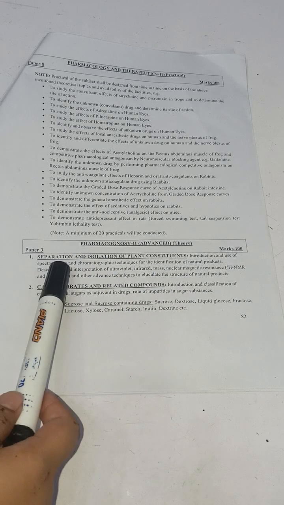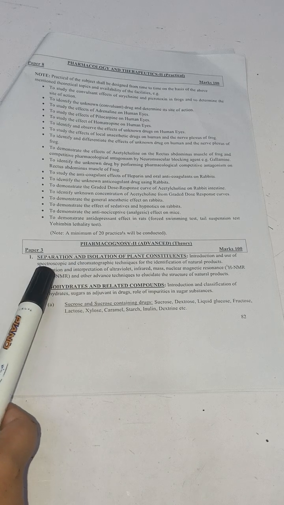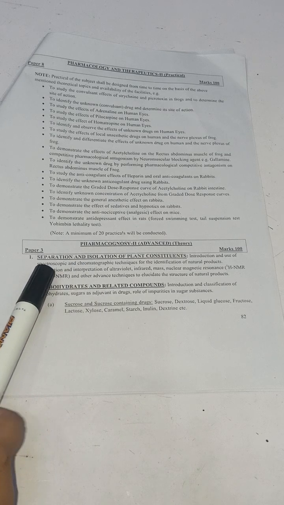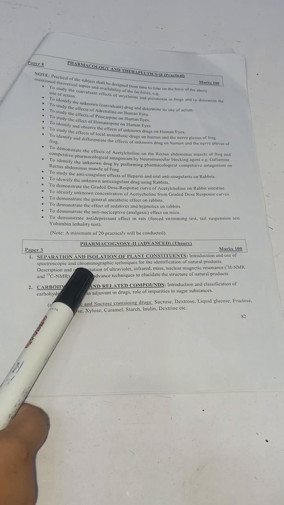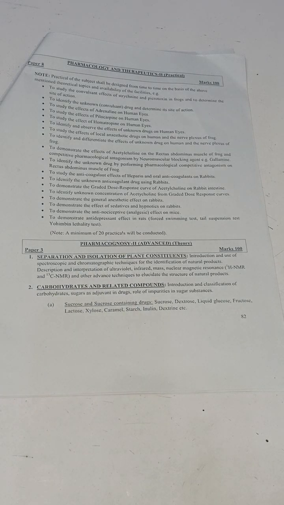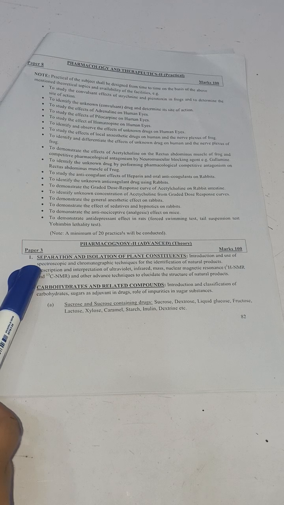So the first chapter is the separation or isolation of plant constituents. In this chapter, you will study spectroscopic techniques, chromatographic techniques, and we discuss the types of them. But you are also discussing these things in the subject called pharmaceutical chemistry. So we are not going to start this chapter now. I'm going to start from chapter number 2. Later on we will discuss chapter number 1.